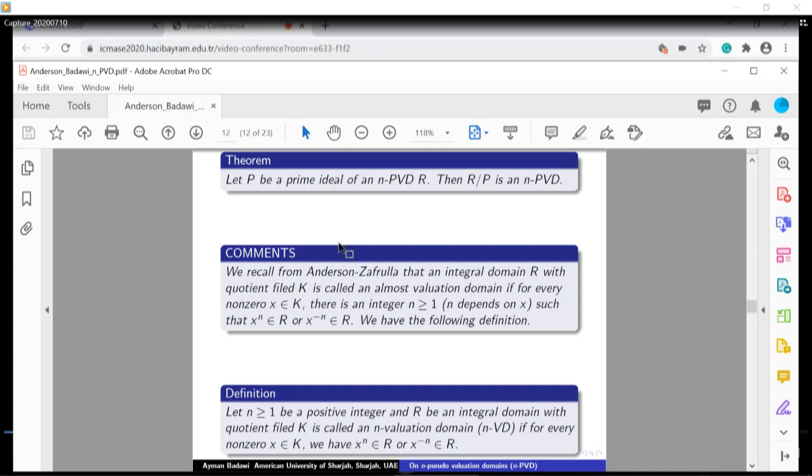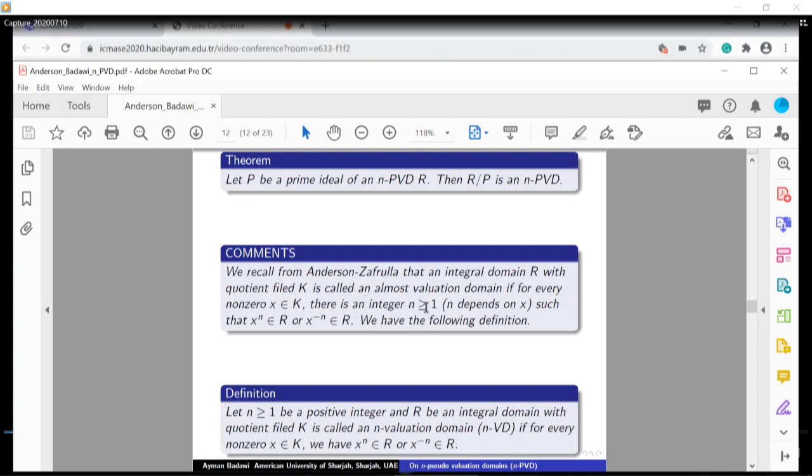Here is also another result that usually you should do: if you choose a prime ideal in R, and then you look at the quotient R mod the prime ideal, if your R is an n-pseudo-valuation domain, then this will be n-pseudo-valuation.